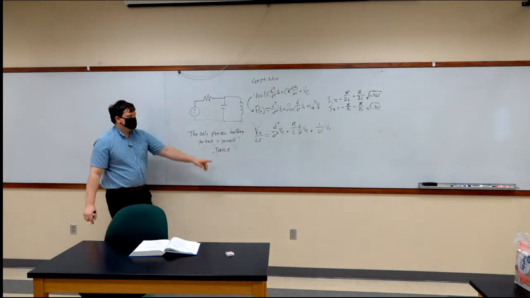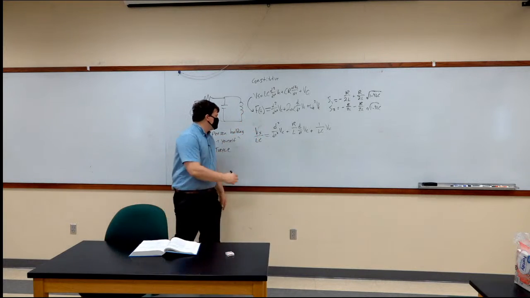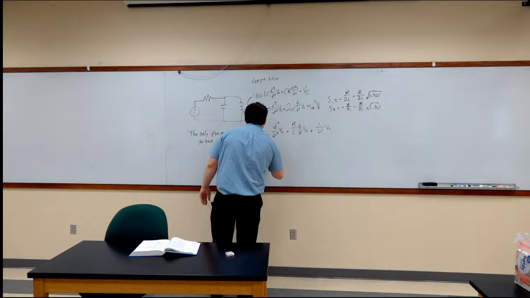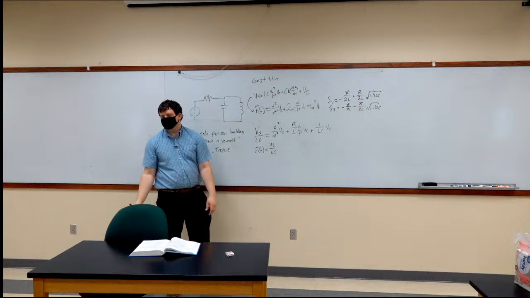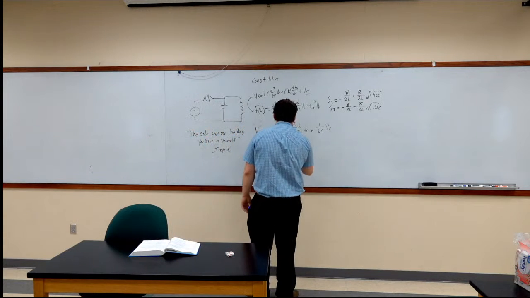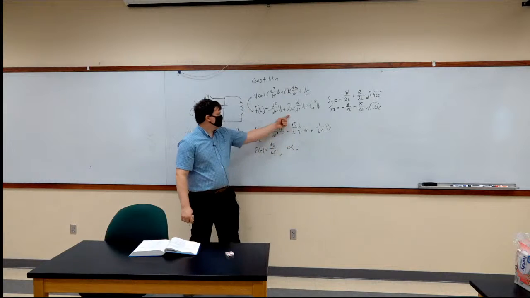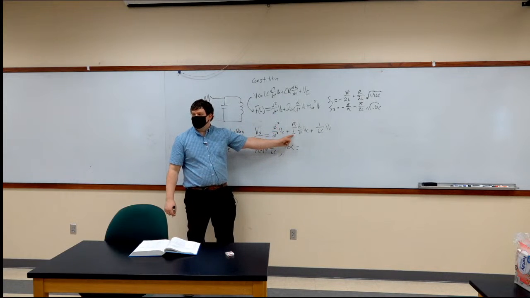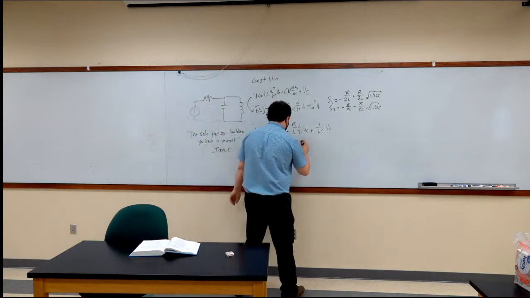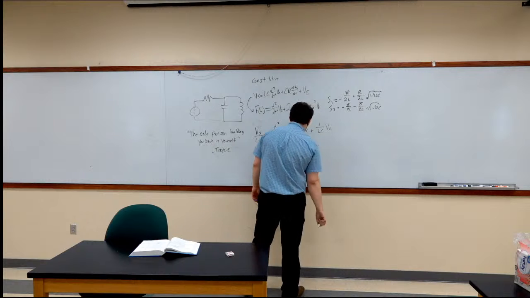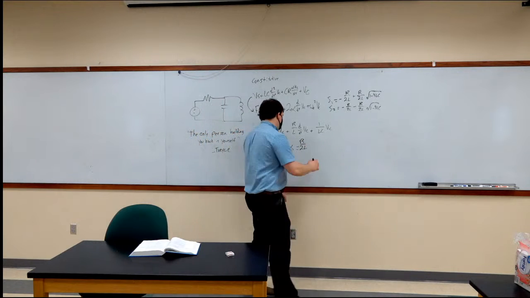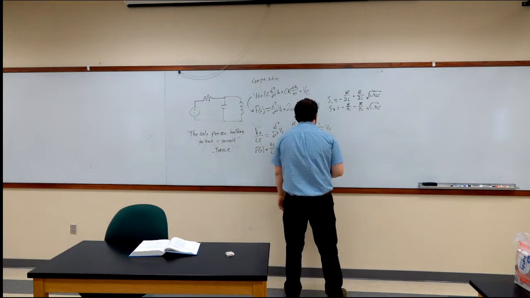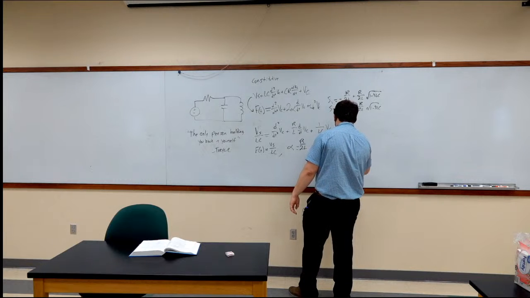Now if we compare these two, our forcing function, f of t, is equal to Vs over LC. Alpha is equal to, well, 2 alpha equals R over L. That means alpha is equal to R over 2L. And omega naught squared is equal to 1 over LC. So that means that omega naught is equal to 1 over the square root of LC.